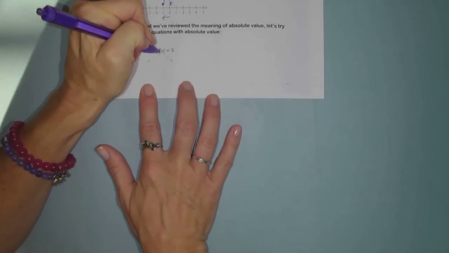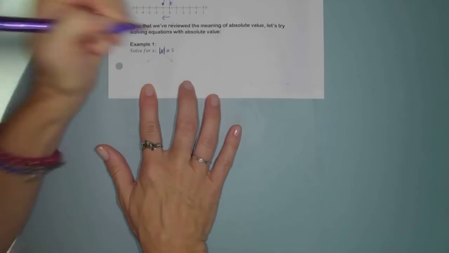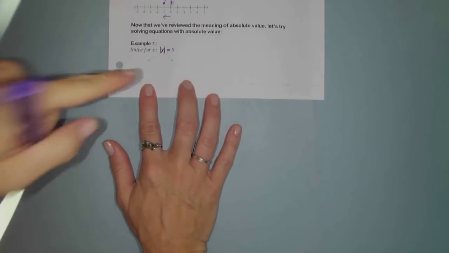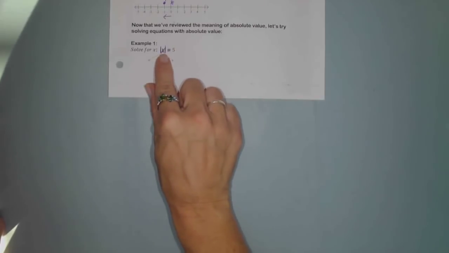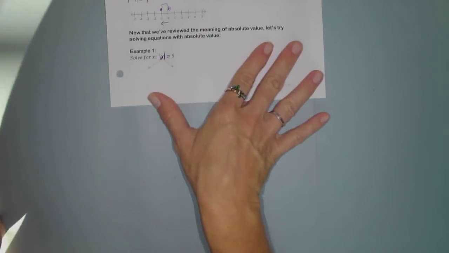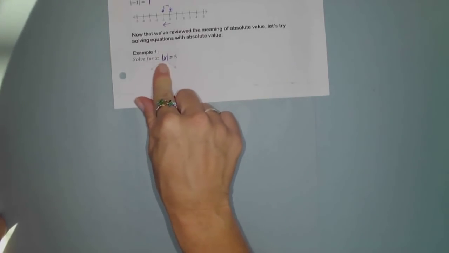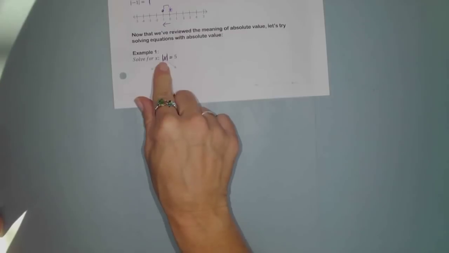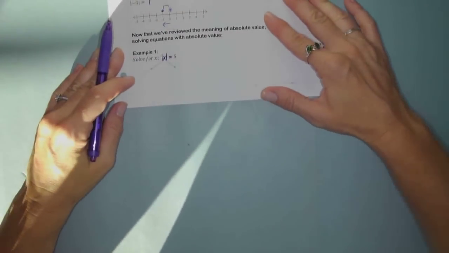Okay, so we've got the absolute value of x is equal to 5. Now remember, let's just think logically. X is just holding the place for a number, right? That's the only reason we have x. It's just holding the place for an actual number. So we've got to think to ourselves, and I'm going to write this down in words. This is what we've got to think to ourselves.